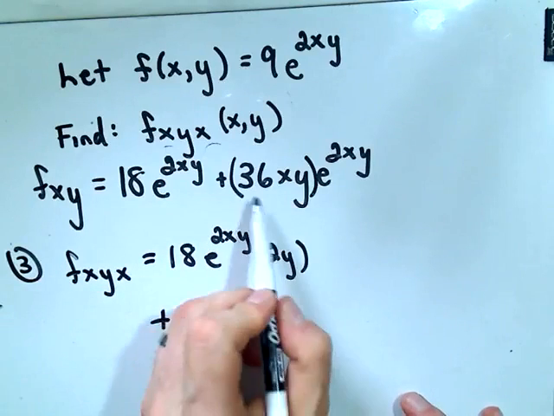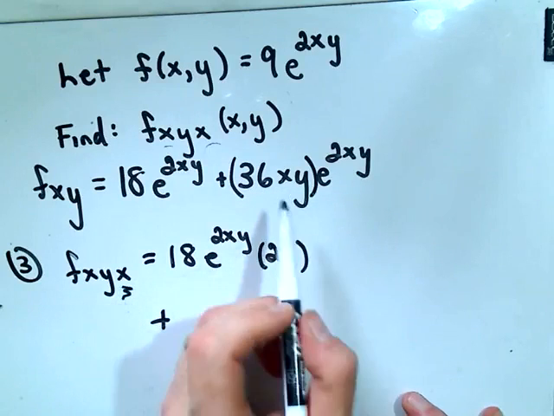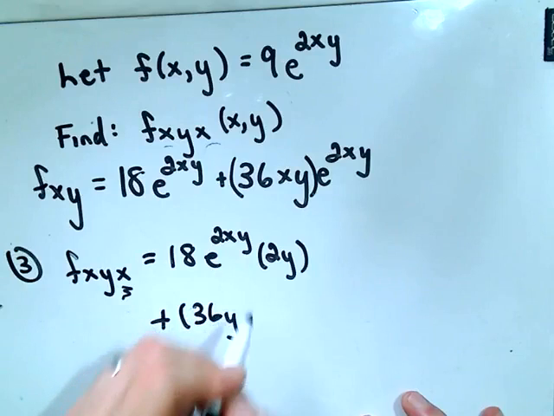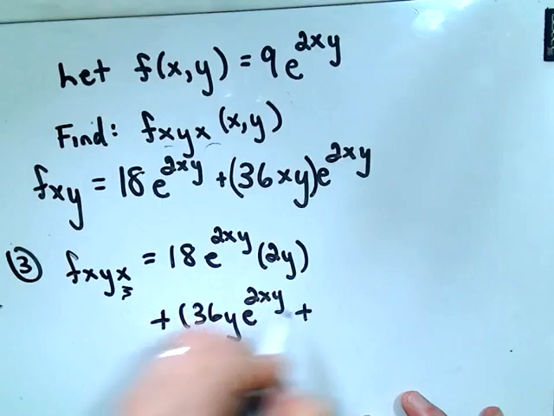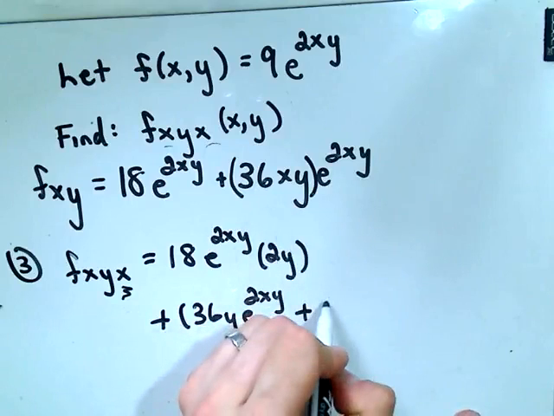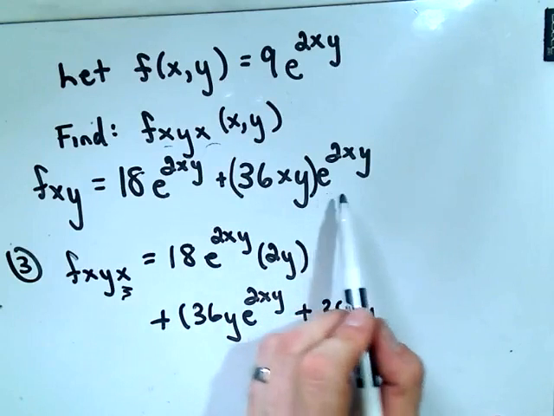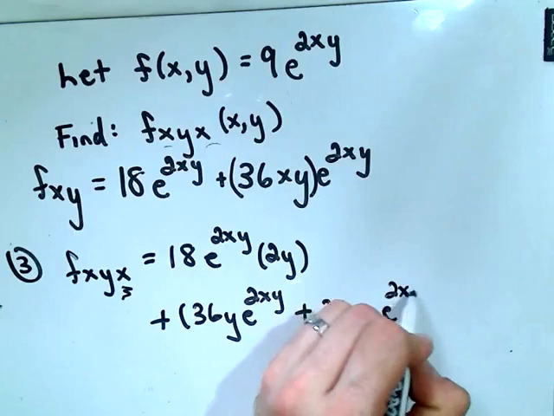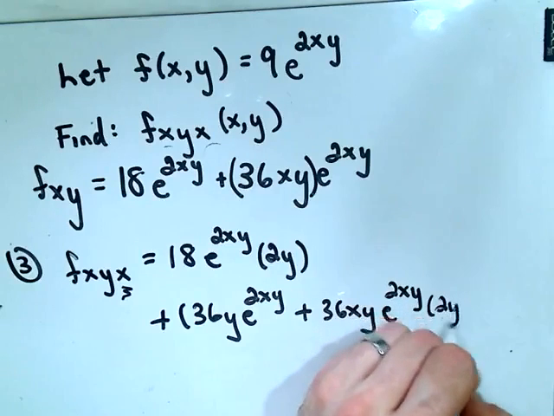If I take the derivative of the 36xy, again with respect to x, I'll just get 36y. I'll have to leave the e to the 2xy portion alone. Product rule has a plus. I'll leave the 36xy portion alone, and I'll have to take the derivative of e to the 2xy. Well, I'll get e to the 2xy, and again the derivative of the exponent with respect to x will simply be 2y.